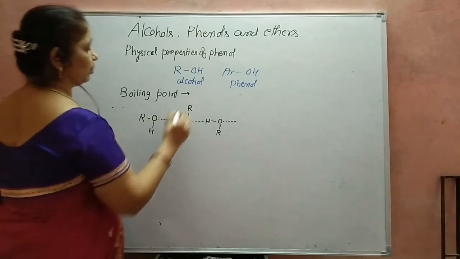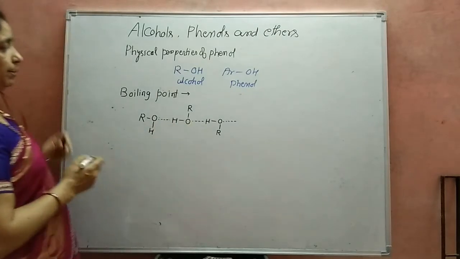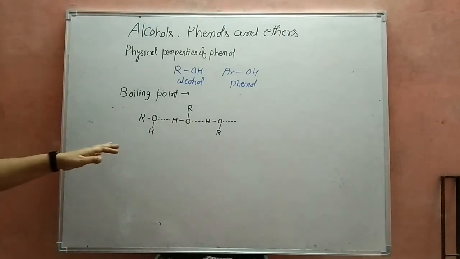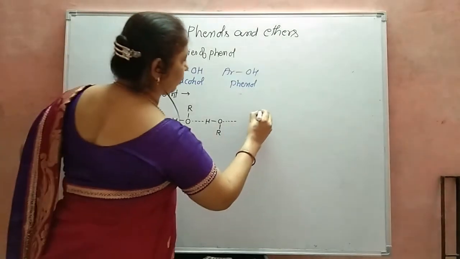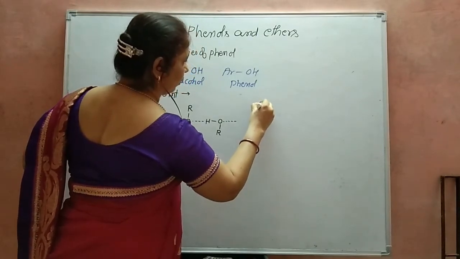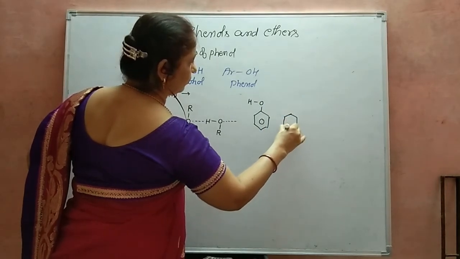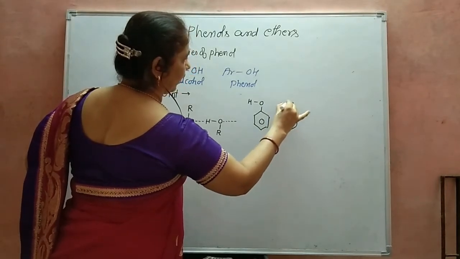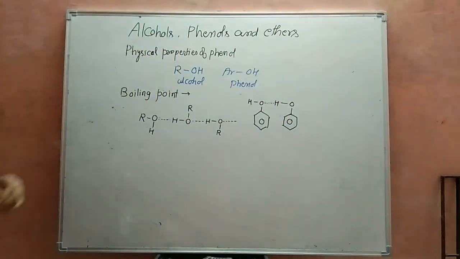यहाँ पर क्या है, due to hydrogen bond, these are the hydrogen bonds. Due to this hydrogen bond, alcohol boiling point is high. Same in case of alcohol, we can draw the hydrogen bond in phenol also. This is phenol, OH. Another molecule of phenol, OH. That is the hydrogen bond between these two.